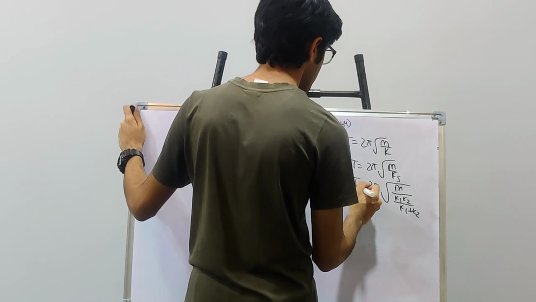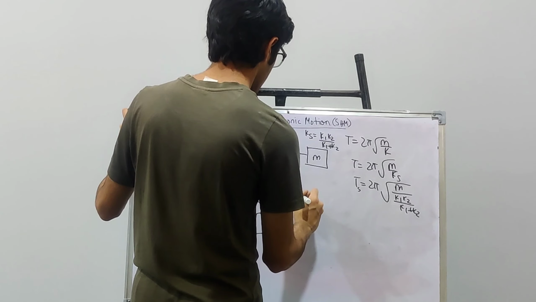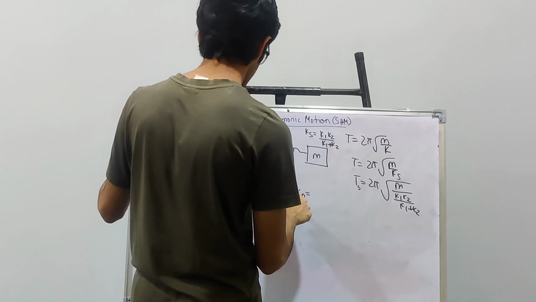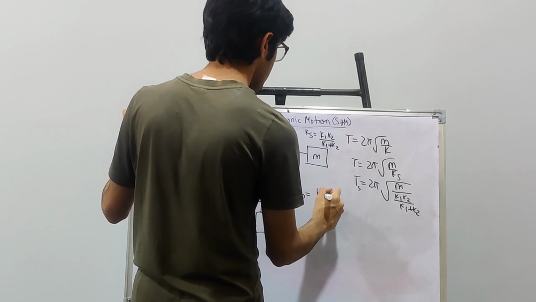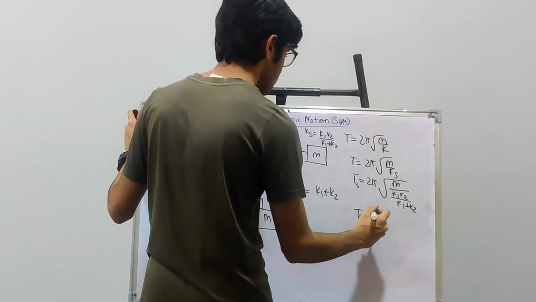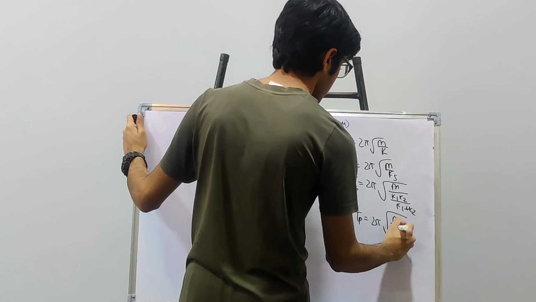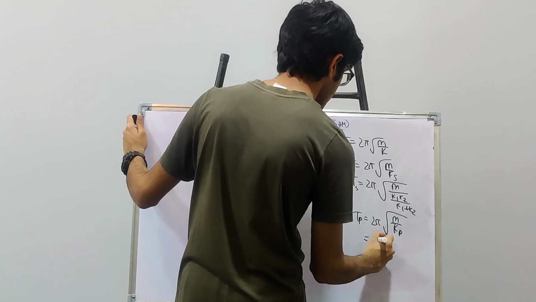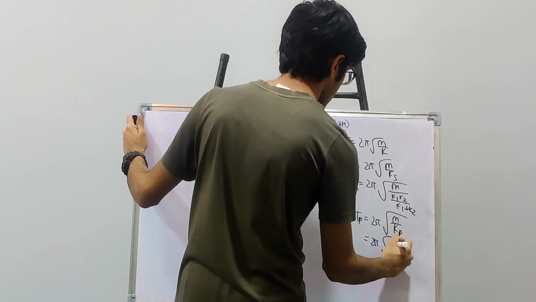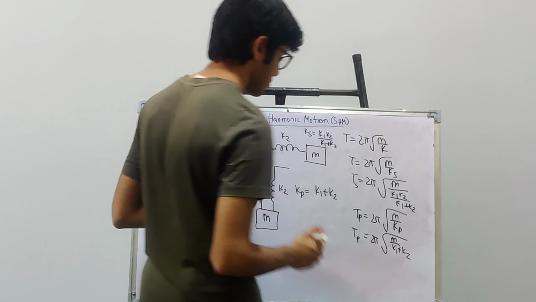This is the time period for series combination, while the equivalent force constant, or Kp, for parallel combination is K1 plus K2. So time period of parallel combination becomes 2 pi under root m by Kp, and this is 2 pi under root m upon K1 plus K2. This is the time period for parallel combination.